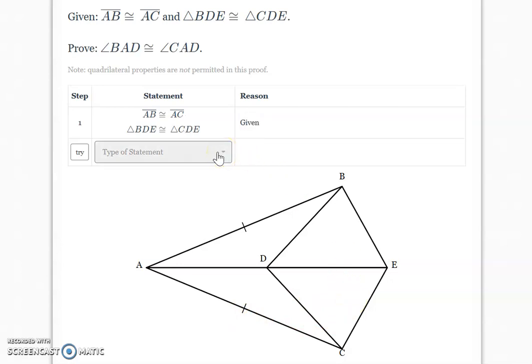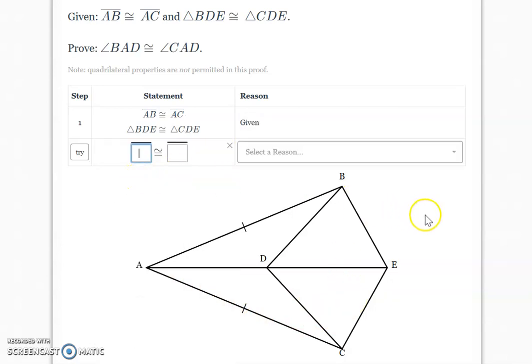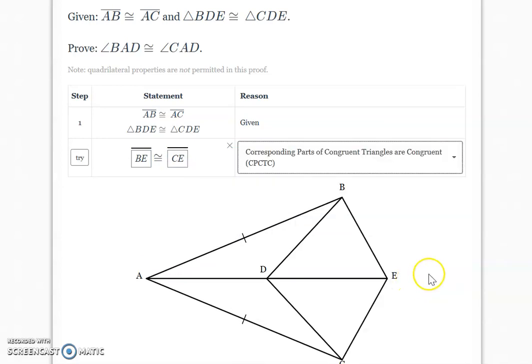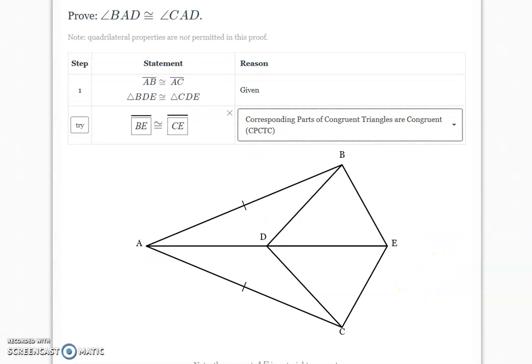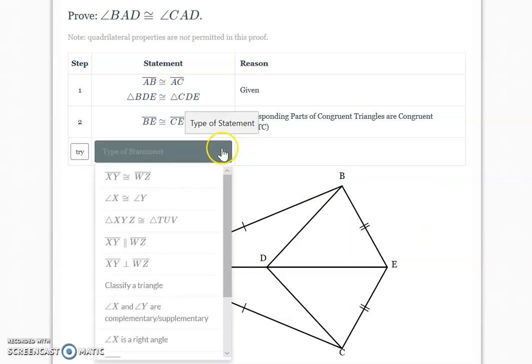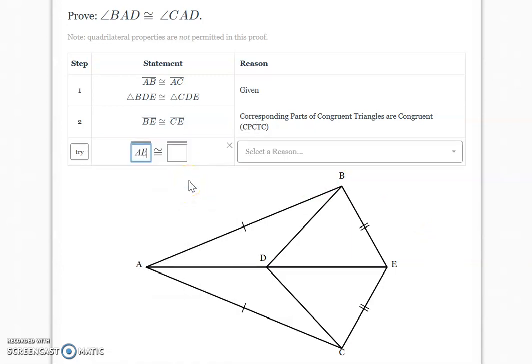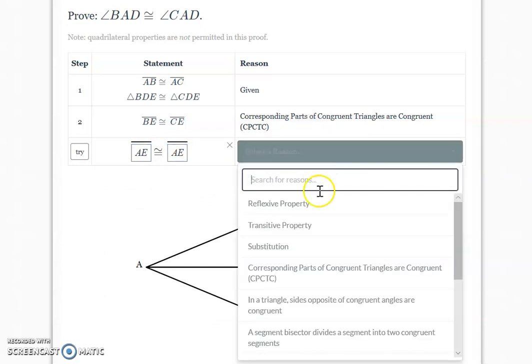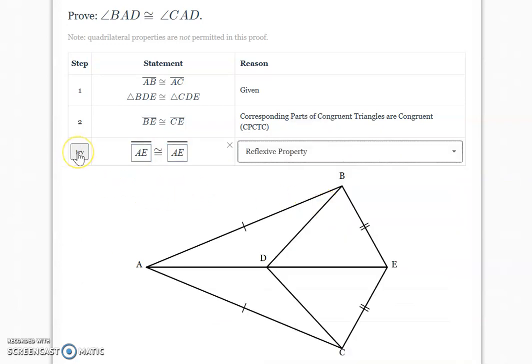First off, I'm going to say that BE is congruent to CE. I know that BE is congruent to CE because corresponding parts of congruent triangles are congruent, and we were told right here that BE and CE are congruent. Now I know that AE is congruent to itself. So that's my third side. AE is congruent to AE, and that is the reflexive property.